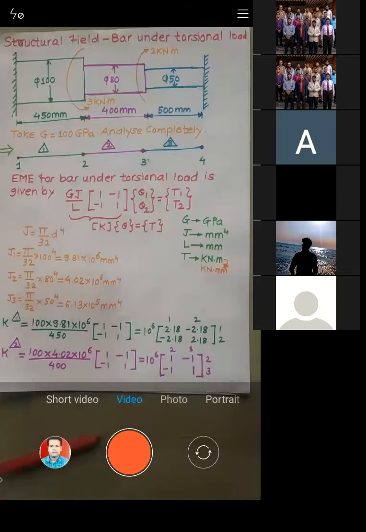Okay. Then today we are going to stop here, and in the next lecture, we will take the problems on spring elements.